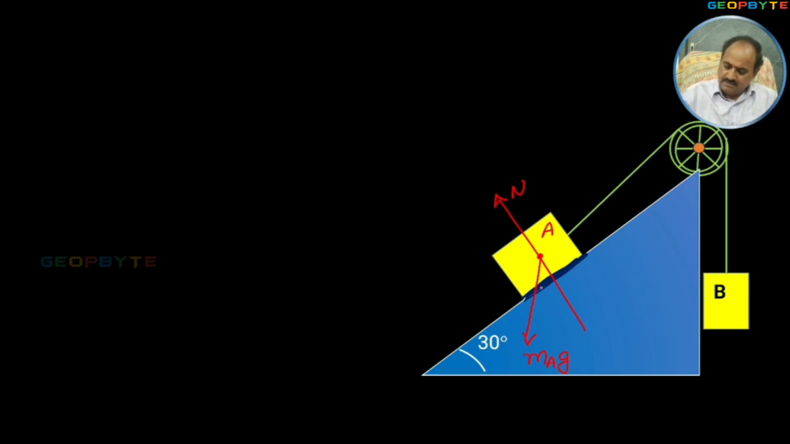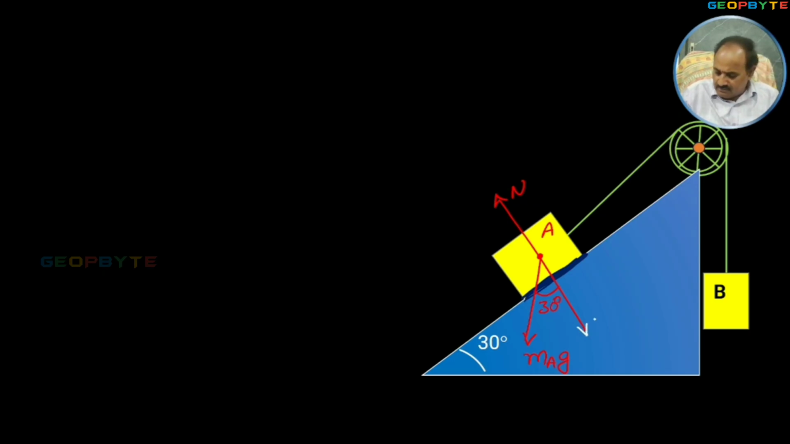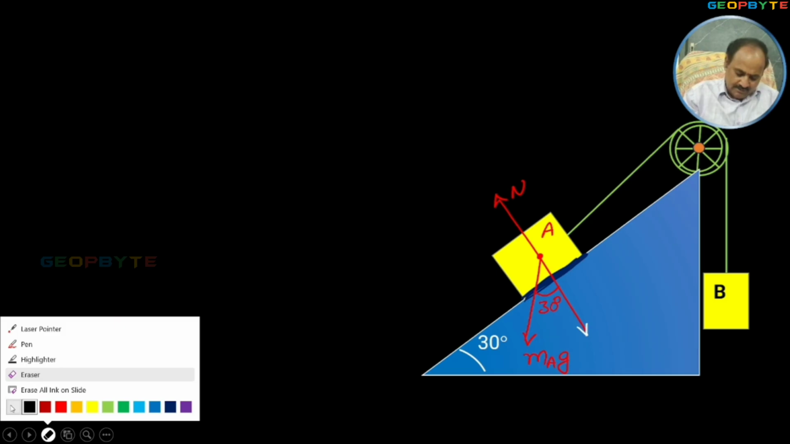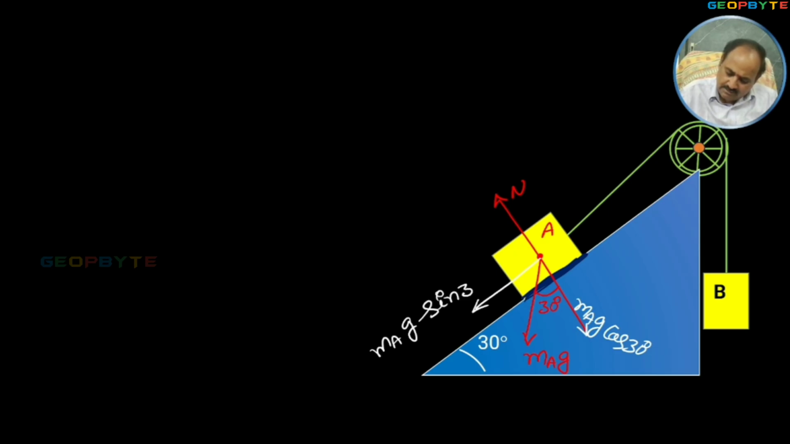MA into g, making an angle of 30 degrees. Then it is developing two components of weight. Let me write it clearly. This is the MAg cos 30 degrees, and this is the MAg sin 30 degrees. Okay.